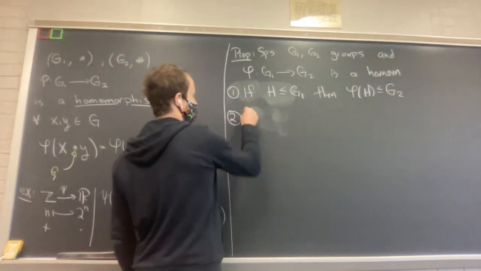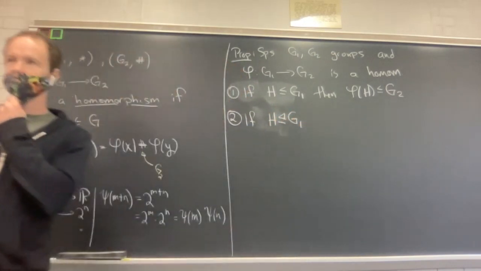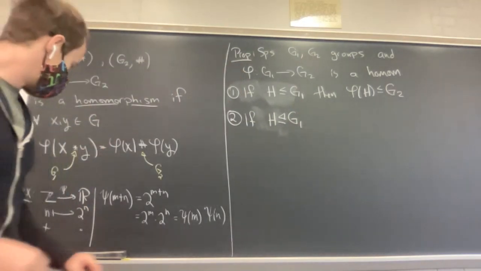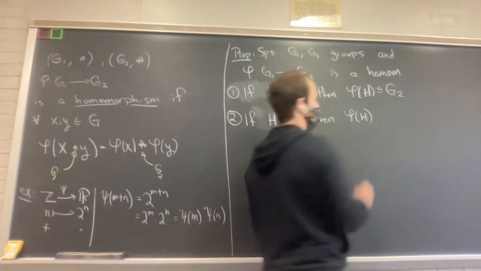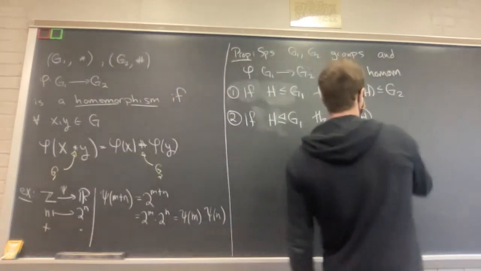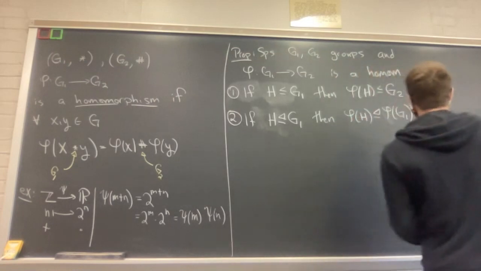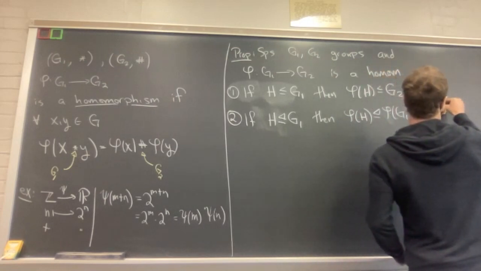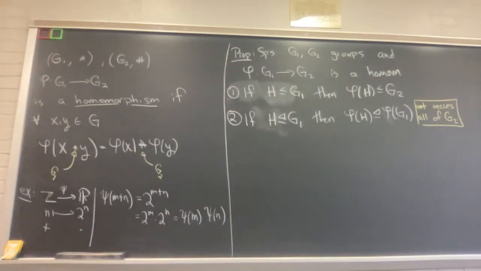The second thing says this: if H is a normal subgroup of G1, so it satisfies that normality condition involving cosets, then phi of H, the image of H, is a normal subgroup of phi of G1. Now this is really important. This is not necessarily all of G2, just the image of G1.